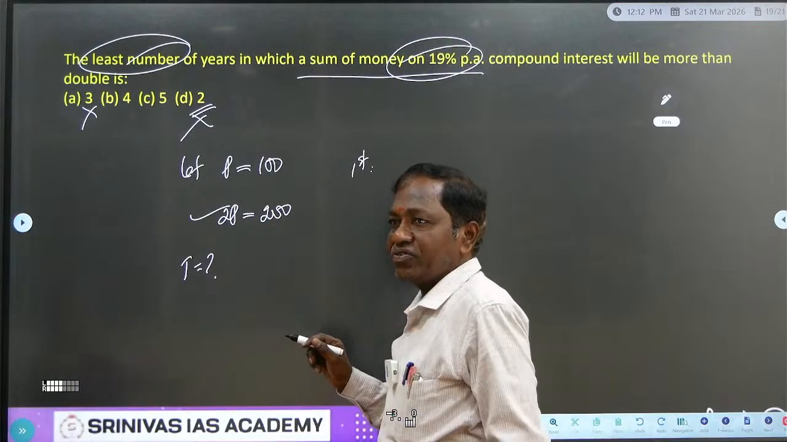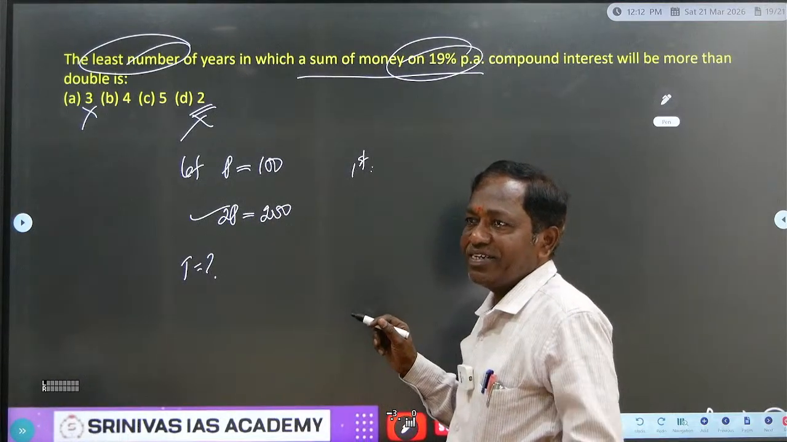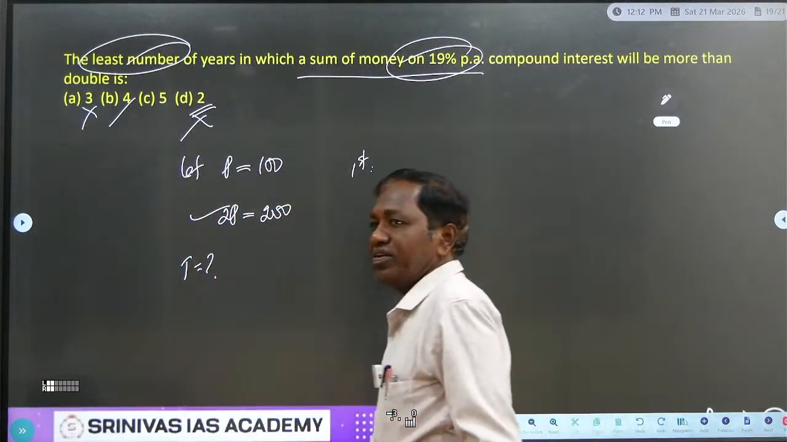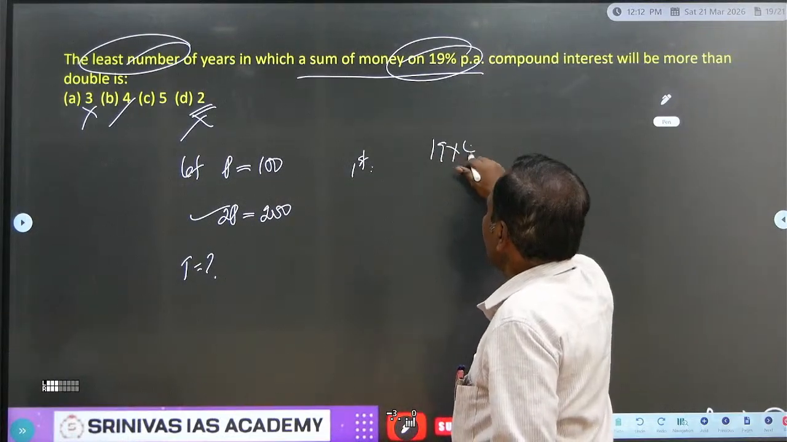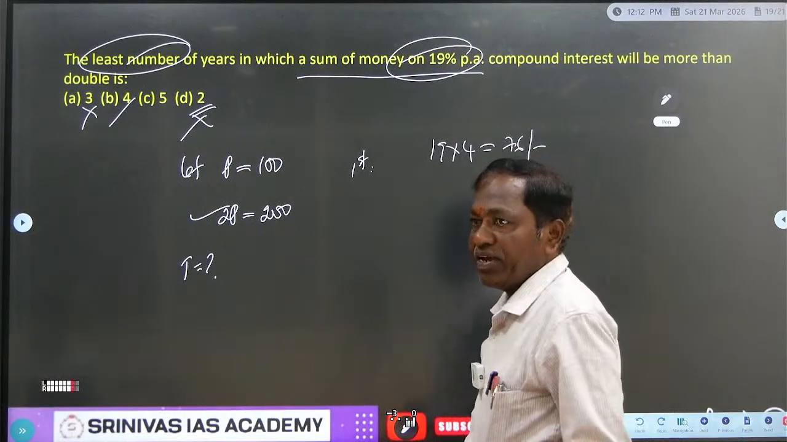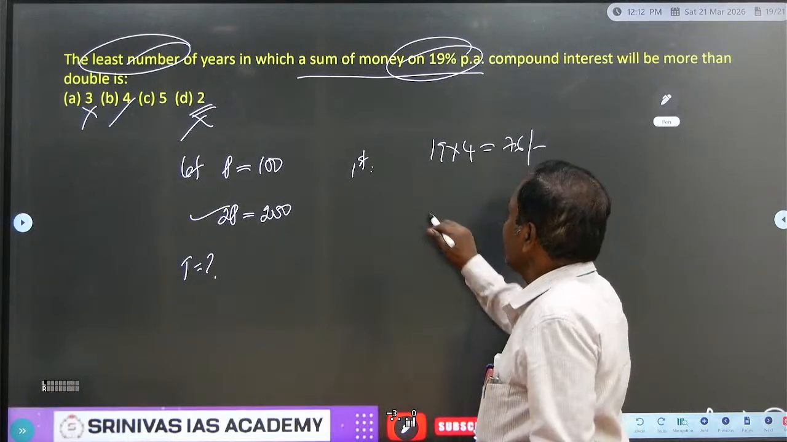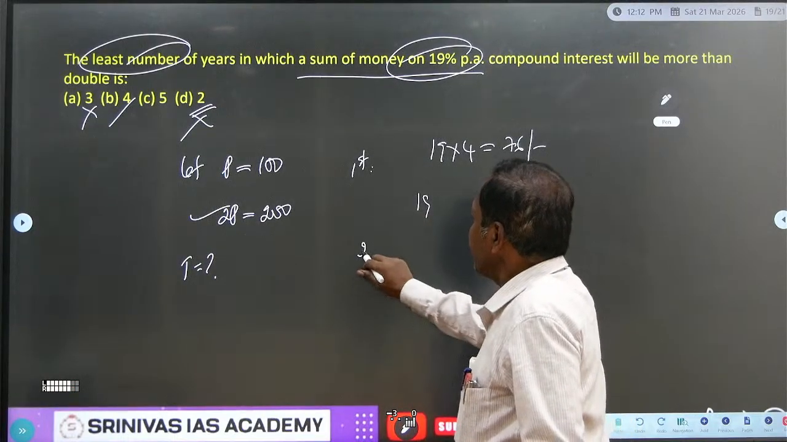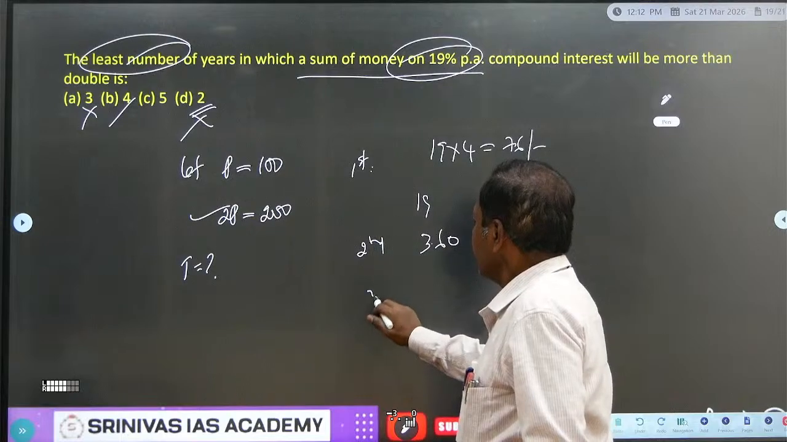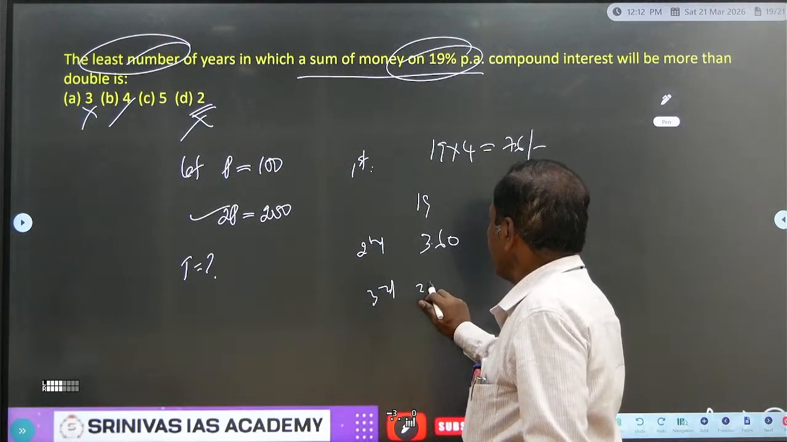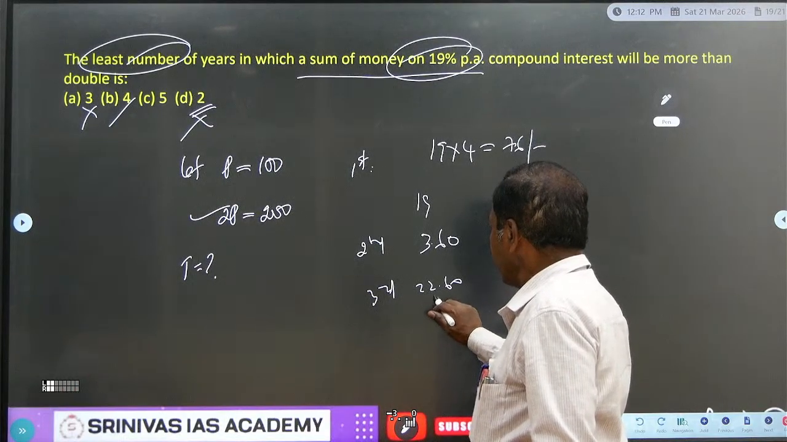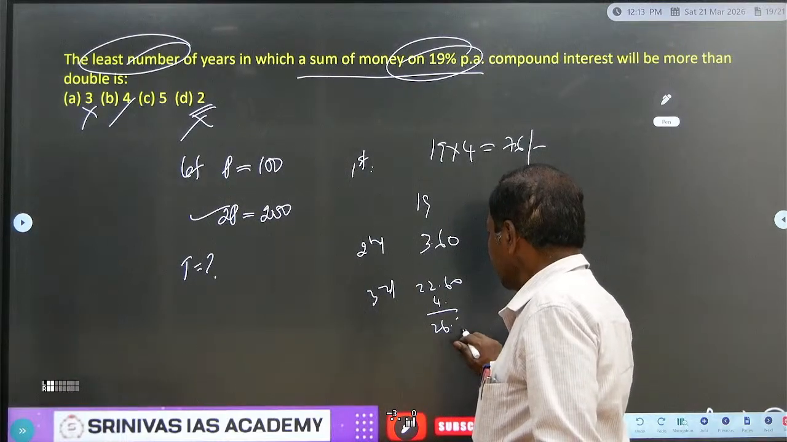So even for 3 years, 19 into 3, 57%. Very long. Again, if you take the next option, 4 years, 19 into 4, how much will it be? 76 rupees. But compound interest you can take. 19 in the first year is the same. Second year it becomes 22.61, and third year it becomes 26 rupees 60 paisa.